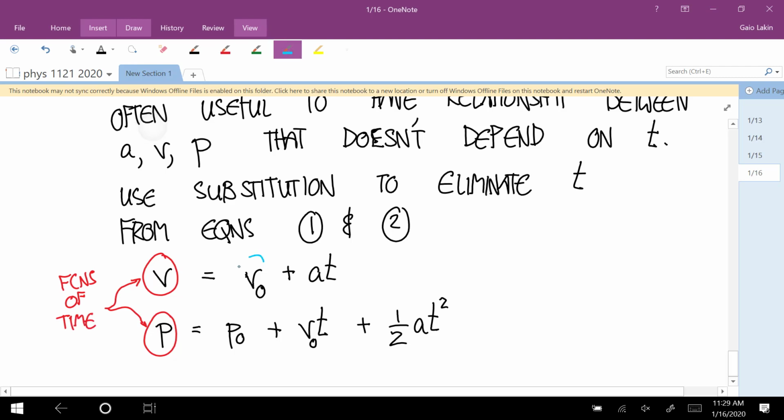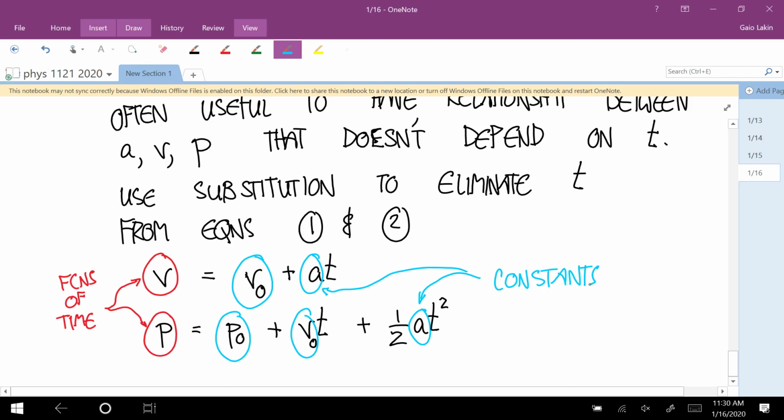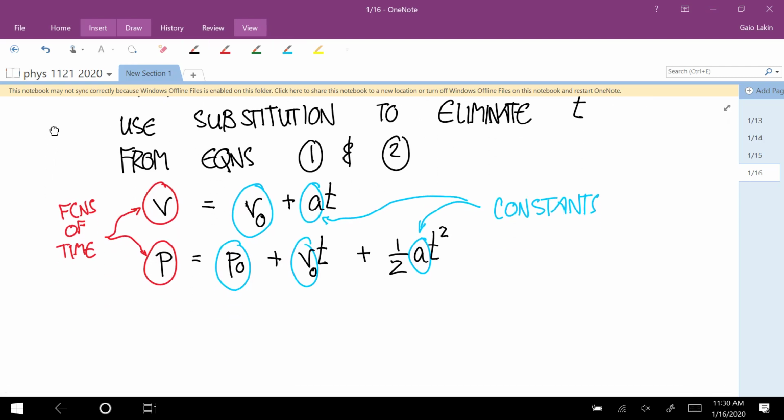And then all the rest of these are constants. Okay. So on, these are all constants. Okay, so I'm going to use the simpler of these two equations and come up with an expression for time, and then I'm going to substitute that into the second one.